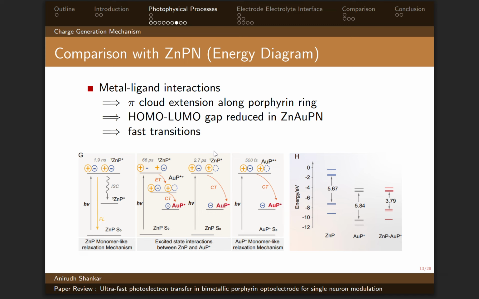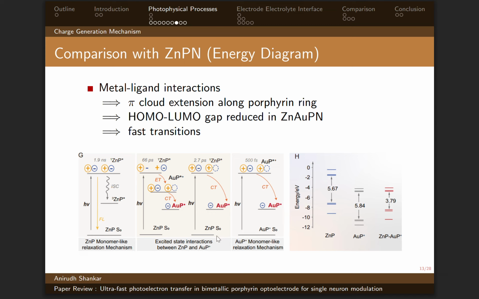And this zinc gold porphyrin has metal-ligand interactions, which result in the pi cloud electron extension along the porphyrin ring, as a result of which the HOMO-LUMO gap of zinc gold porphyrin is reduced. As you can see, zinc porphyrin has a HOMO-LUMO gap of 5.67, gold porphyrin has 5.84, and zinc gold porphyrin is only 3.79. This results in faster transition, and as we saw previously, the intersystem crossing is prevented. This is the intersystem crossing in zinc porphyrin, which is prevented in zinc gold porphyrin.